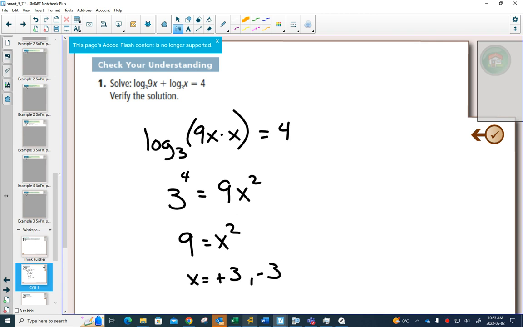The last thing you have to do is check if both of those work in the original equation. If I plug in 3, will I ever have a negative inside the logarithm? No. This one works. If I plug in negative 3, I get negative 27 in the first one. So I can cross that one out right away. Okay?